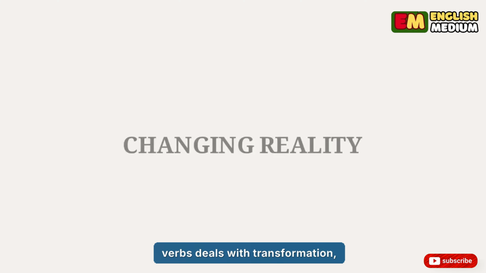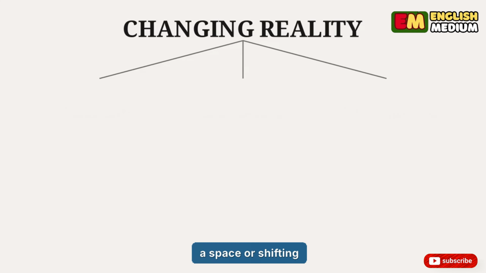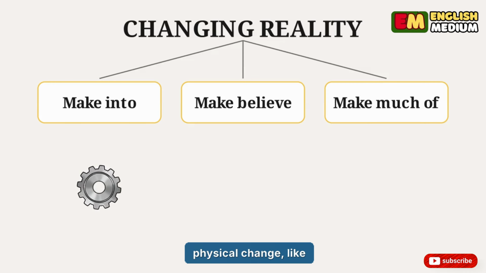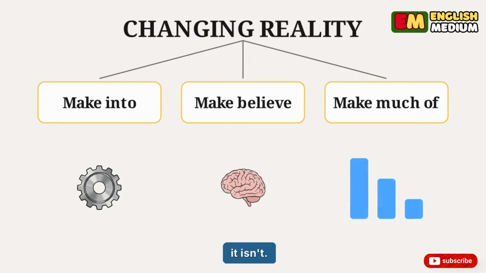This next group of verbs deals with transformation, either physically changing a space or shifting how we perceive a situation. Make into, make believe, and make much of. Make into describes physical change, like turning an old factory into an art gallery. Make believe refers to a mental shift. It means pretending something is real when it isn't.